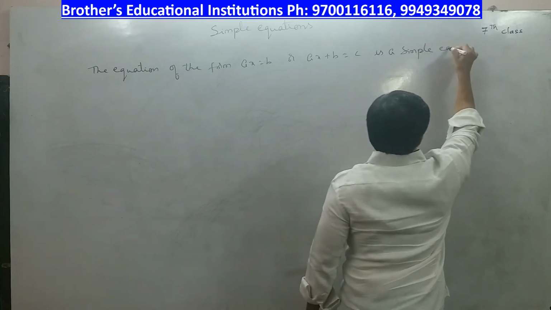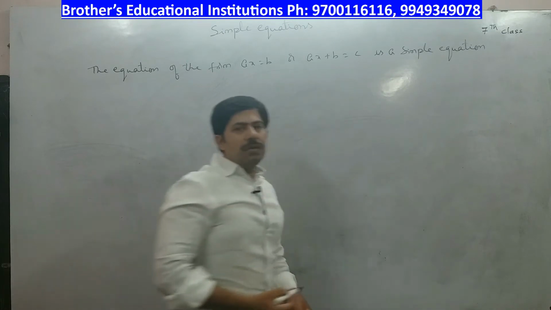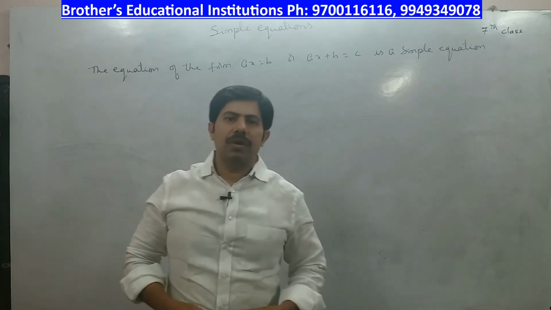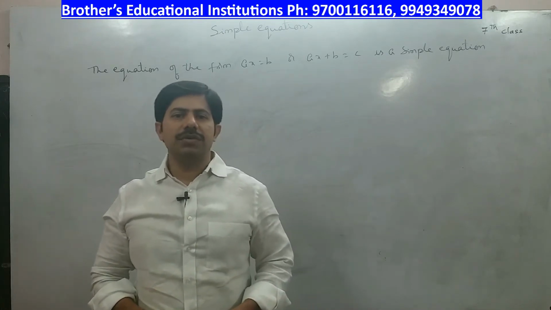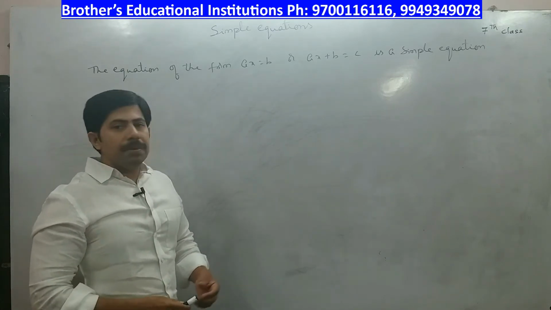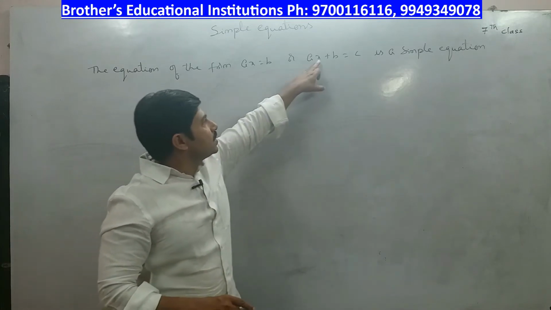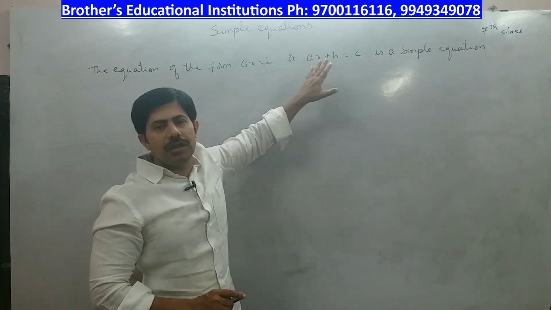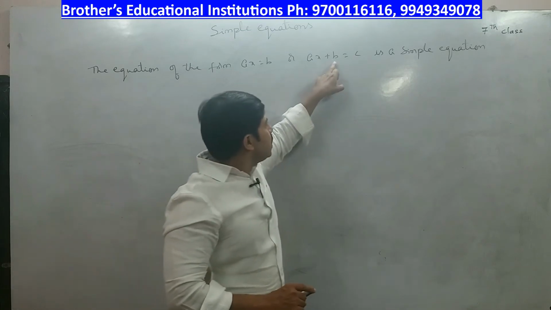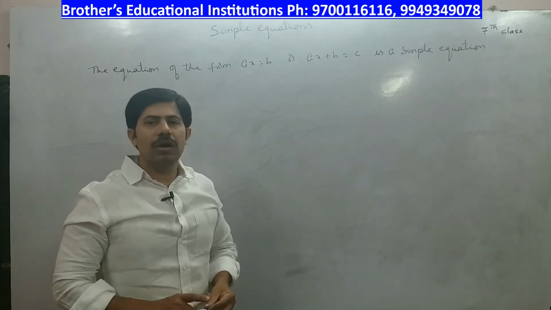See, the equation Ax is equal to b or Ax plus b is equal to 0 is called a simple equation. Preferably, the simple equation consists of only one variable. Here, the variable is x. This x is called the variable, and this b and c are called constants.